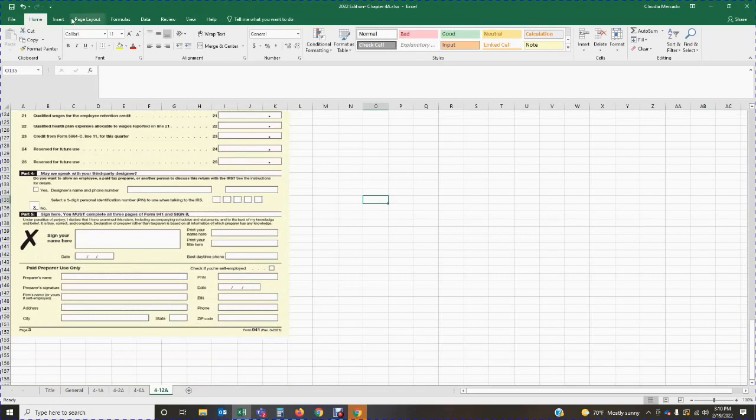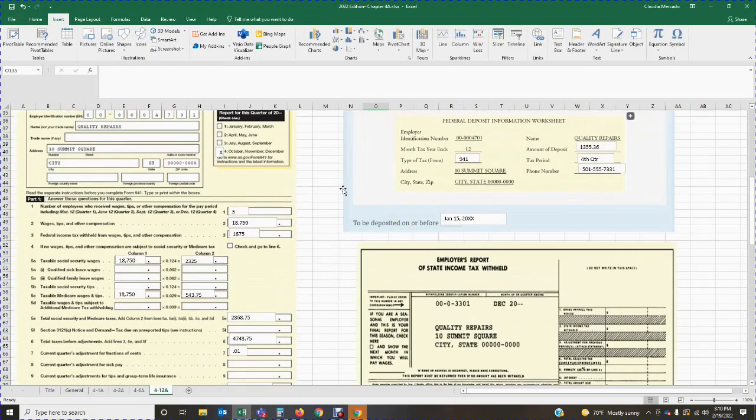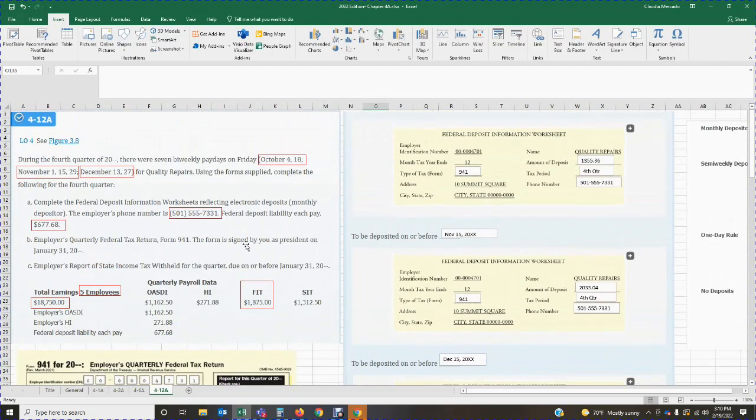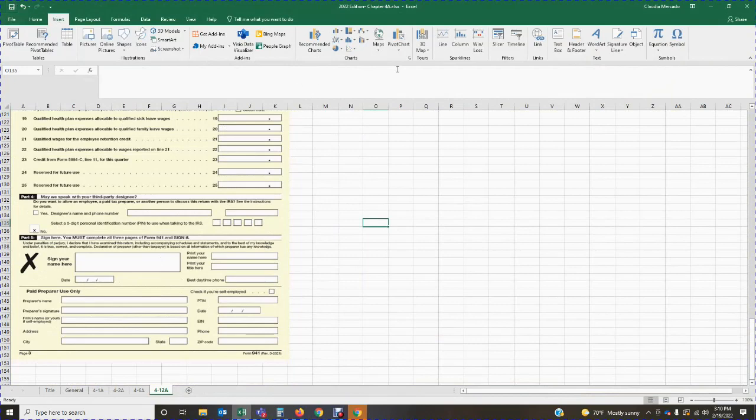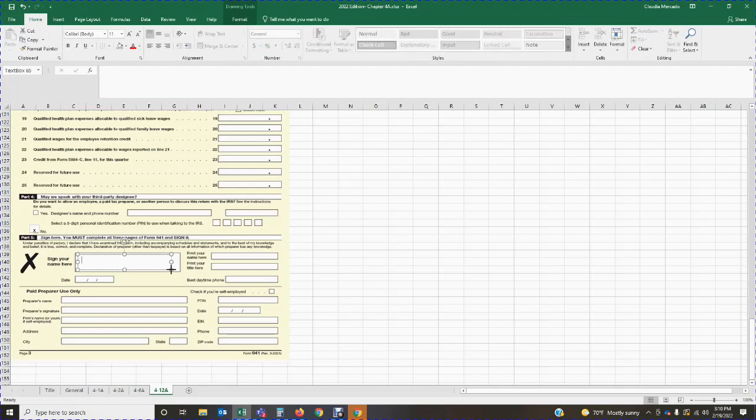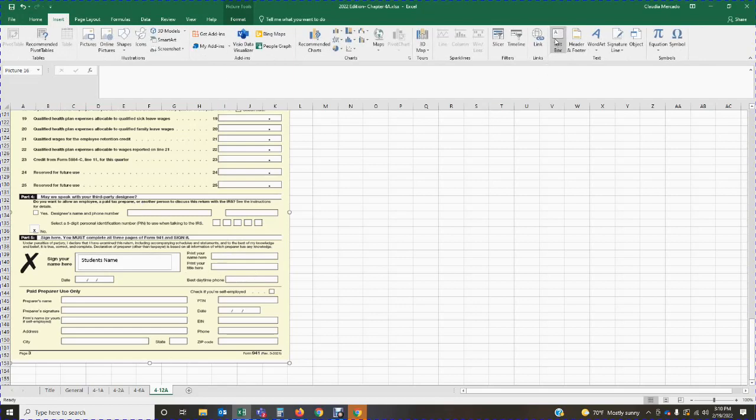And then you sign your name. The problem stated, let me see what it stated. The form is signed by you as president. So you are the president, so you are going to sign the form. Okay, so you're going to complete this bottom section. This is the student's name. Here you'll print the name of the student.